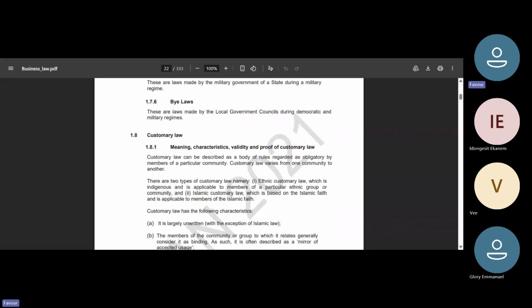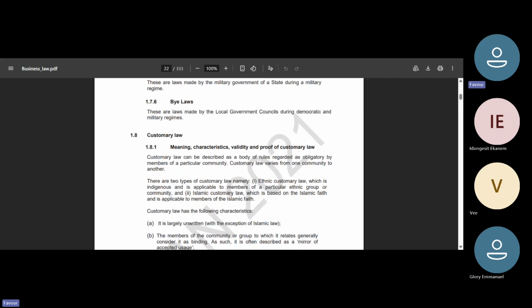What is obtainable in a community or a cultural setting of a particular community might not be the same thing with the next community. So while the common law is common to everyone, the customary law is specific and varies from community to community.